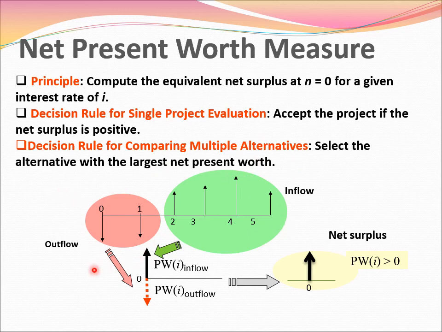Actually, it is a very simple idea. If you have such a cash flow, now and at the end of year 1 you have some spendings, and then you will start earning some money. This is the inflow and this is the outflow. You find the present value of the inflow using MARR as the interest rate. You find the present value of the outflow again using MARR, and then you find the net, inflow minus outflow, and you compare whether this value is greater than 0 or not. If it is greater than 0, you will accept it. Otherwise, you will reject this project. This is how we implement the present worth method.